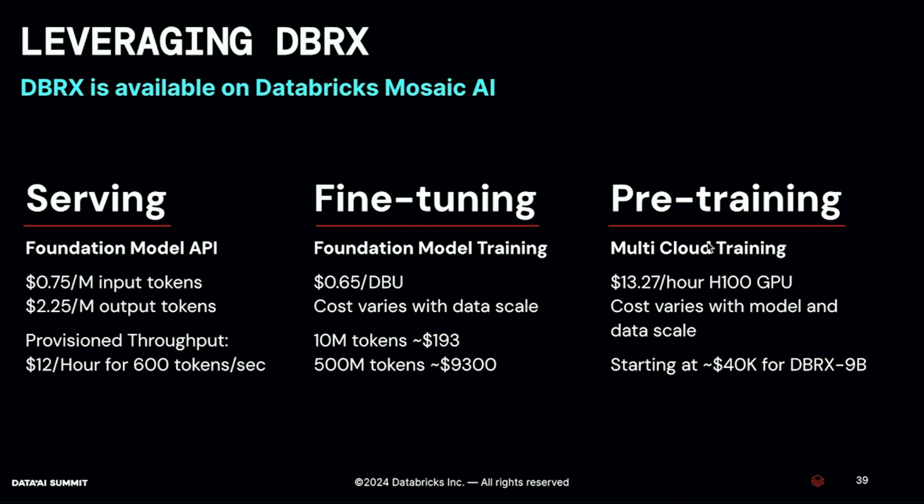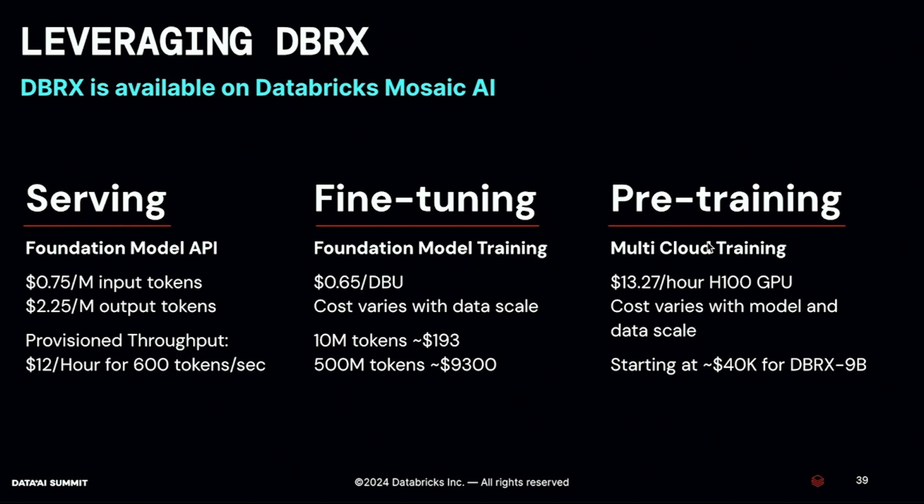You can fine-tune DBRX today with the foundation model training service. You pay per DPU, and it's really surprising to customers, whenever I talk to customers, how accessible in terms of cost fine-tuning is. So fine-tuning DBRX with 10 million tokens is going to cost you about $193. And you can actually do pretty good fine-tuning with 10 million tokens. If you notch it up a little bit, 500 million tokens is going to cost you a little bit under 10K. And you get your own model fine-tuned with your own data.